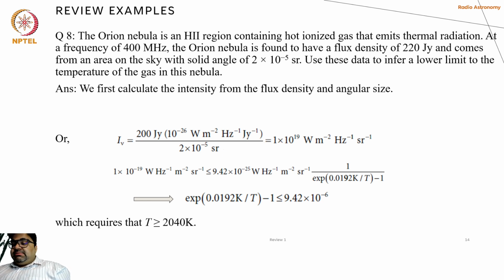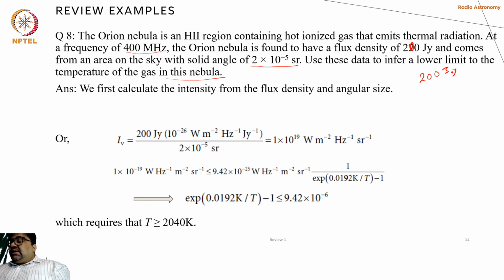So the next question is about the Orion Nebula, which is an H II region containing hot ionized gas that emits thermal radiation. At a frequency of 400 megahertz, the Orion Nebula is found to have a flux density of 200 Jansky, and comes from an area of the sky which has a solid angle of 2 × 10^-5 steradian. Use this data to infer a lower limit to the temperature of the gas in this nebula. First of all, there is a typo. It should be 200 Jansky.